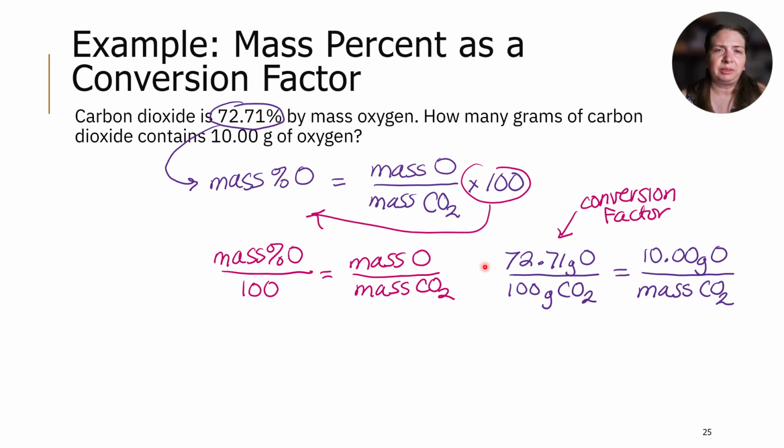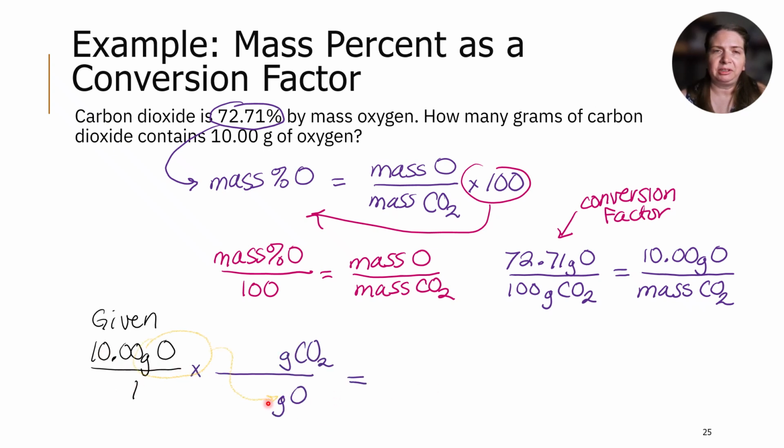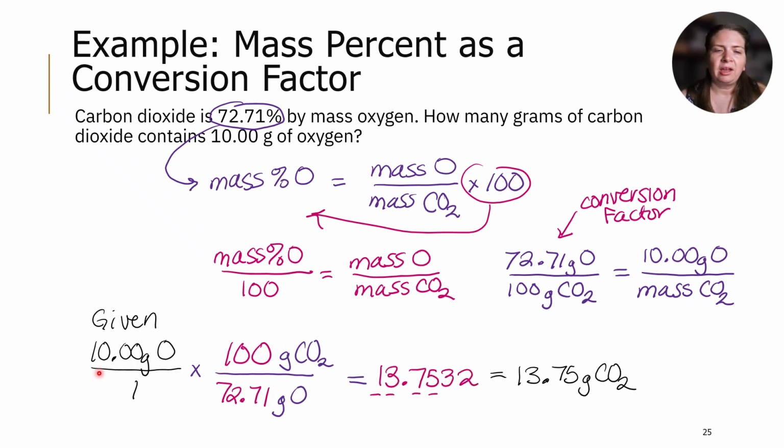We can set up our dimensional analysis starting with our 10.00 grams of oxygen. We can place grams of oxygen in the denominator of our conversion factor and then match to our conversion factor we found earlier. The 72.71 belongs in the denominator, allowing our grams of oxygen to cancel and giving us grams of carbon dioxide. 10.00 grams of oxygen is found in 13.75 grams of carbon dioxide. Using mass percent composition allows us to solve problems like this using dimensional analysis rather than relying on algebra.